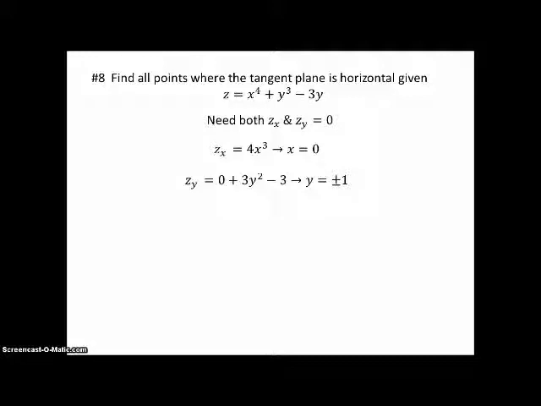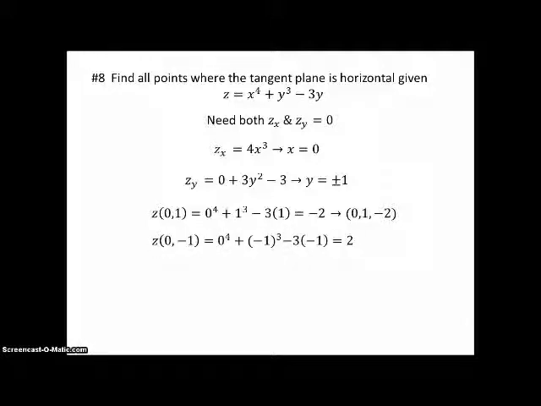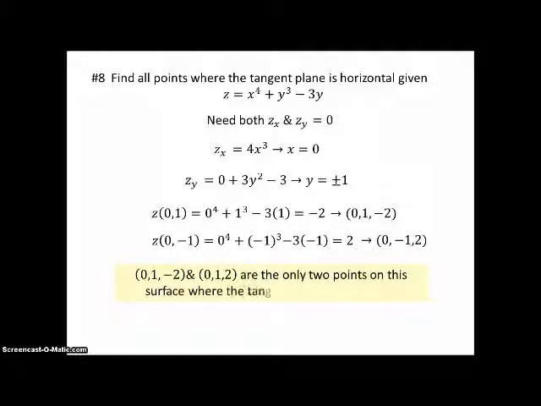So we have two solutions, and now we have to find out the z value. So we plug into the original equation, 0 and 1, and we get z equal negative 2, which gives us the point (0, 1, -2). And then we plug in 0 and negative 1 into the original equation, and that gives us 2 for z. So our second point is (0, -1, 2). So (0, 1, -2) and (0, -1, 2) are the only points on this surface where the tangent plane is horizontal.